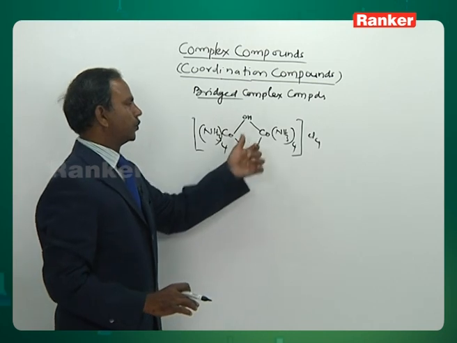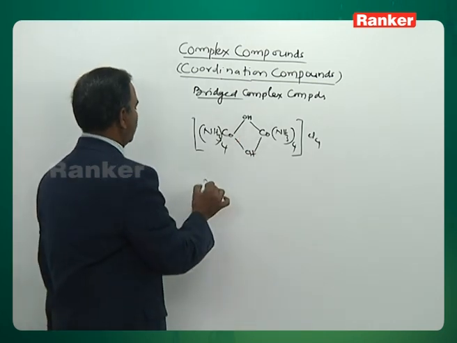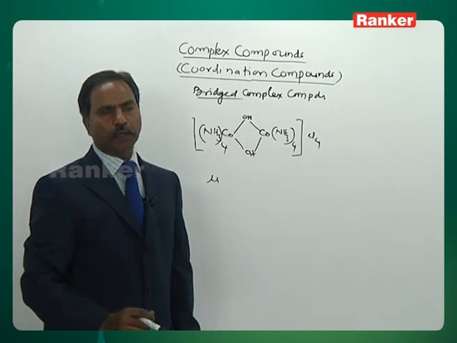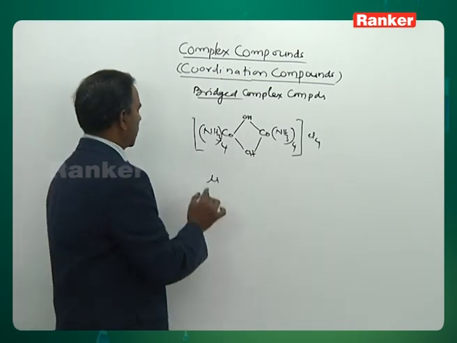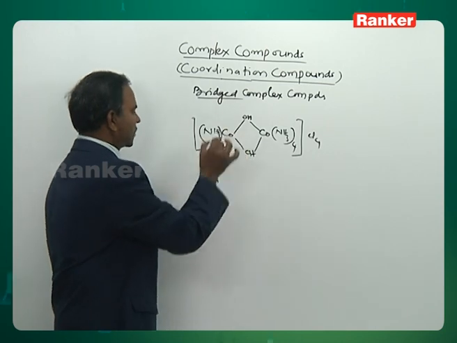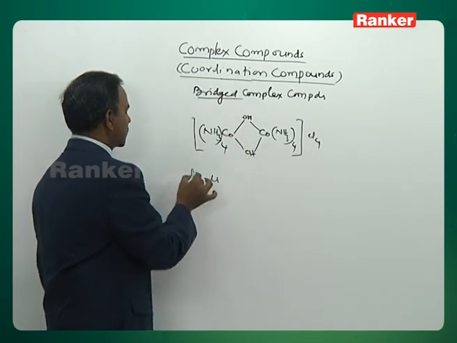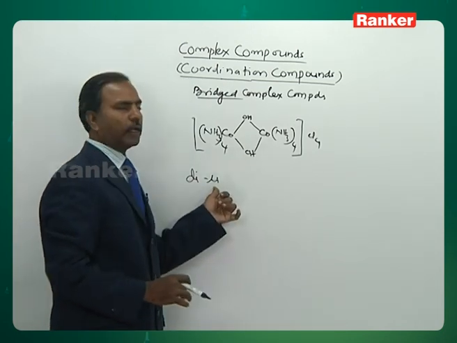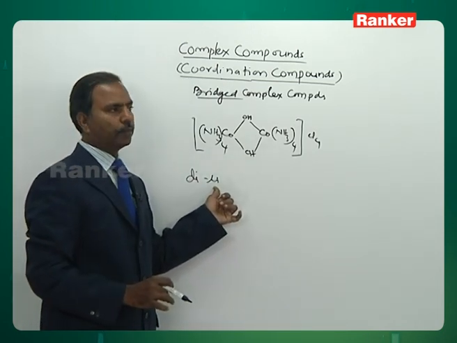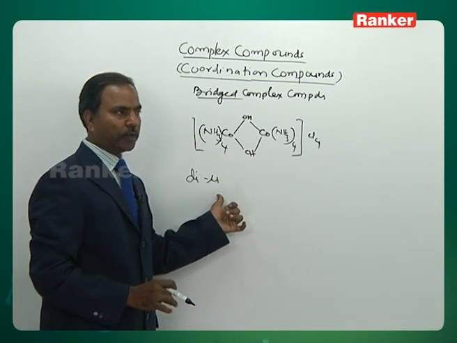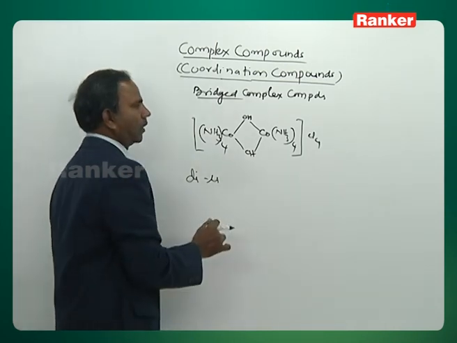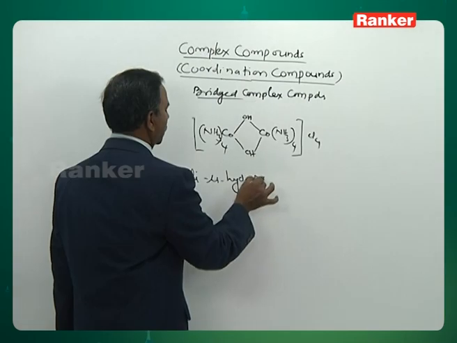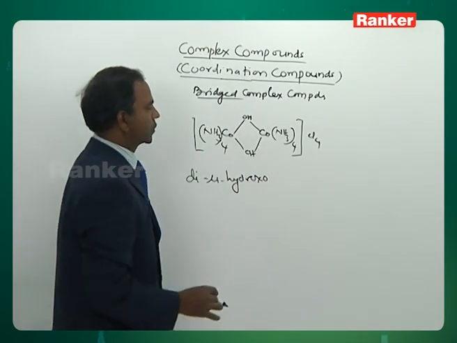Now, to show the bridging for this bridged complex, we use a prefix mu. The mu stands for bridging. Now you see next, how many bridges are there? 2. Say first di, 2 are bridging. To indicate the bridging, we write mu. Di mu, 2 are bridging. What are bridging? Hydroxo. Di mu hydroxo.